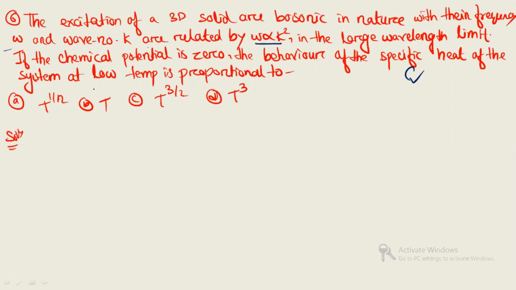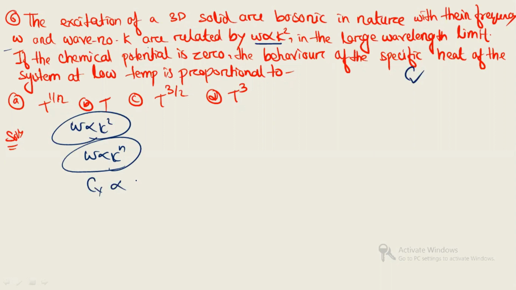It's all about the proportionality here. For the large wavelength limit, it is given to you that omega is proportional to k squared. We know omega is proportional to k to the power n for the large limit. So if omega is proportional to k to the power n, then the specific heat is proportional to T to the power d by n, where d is the dimension. Directly you can see from here.